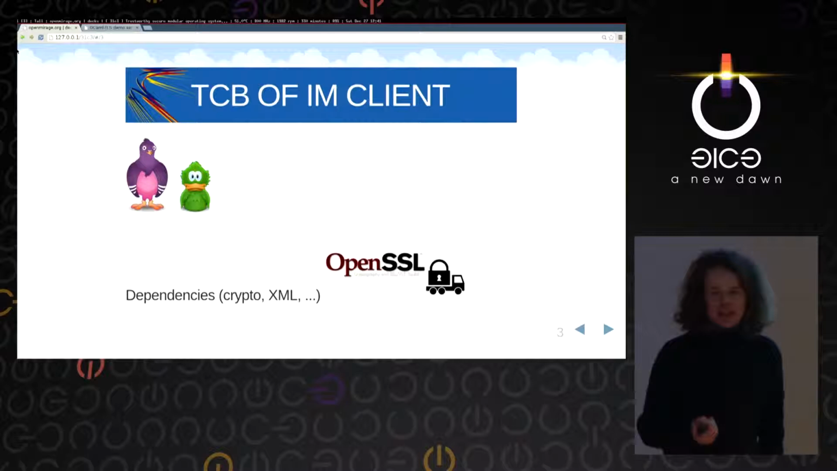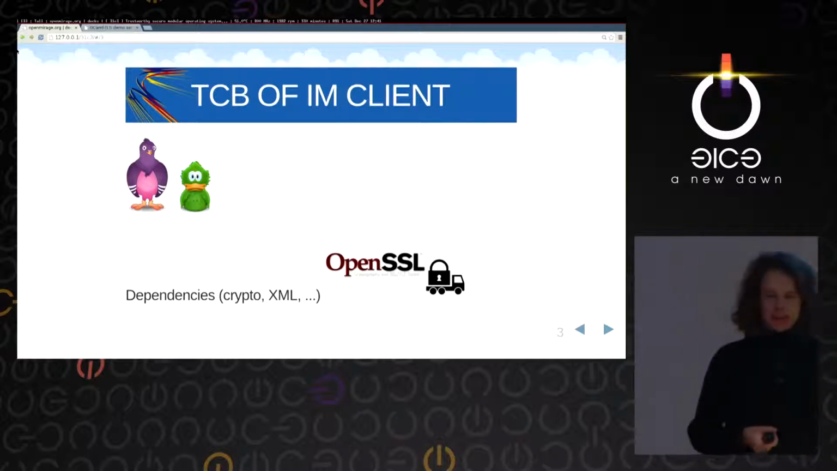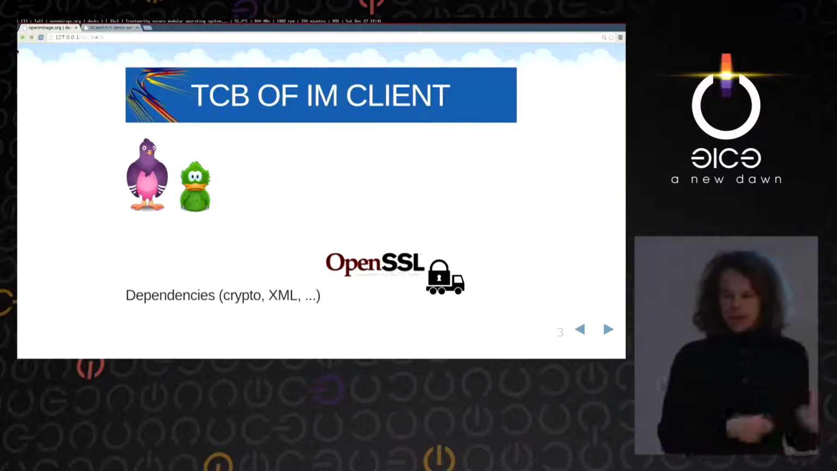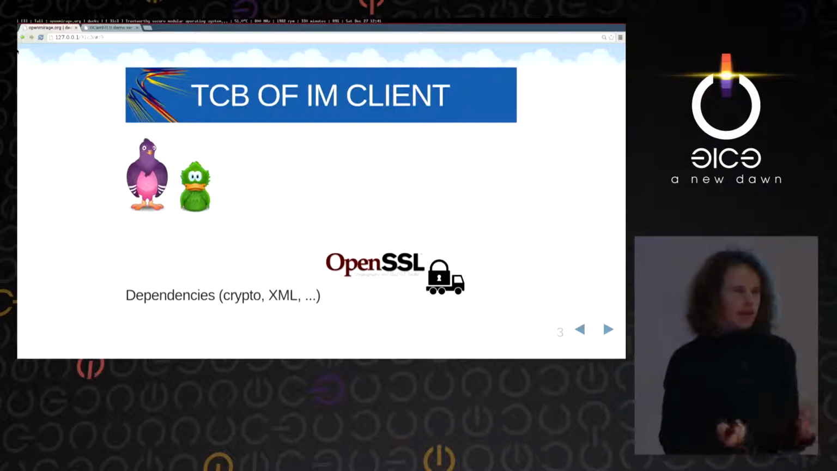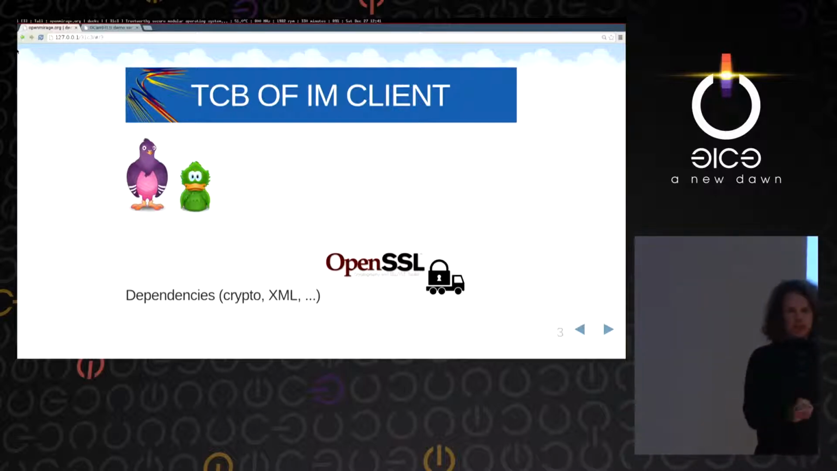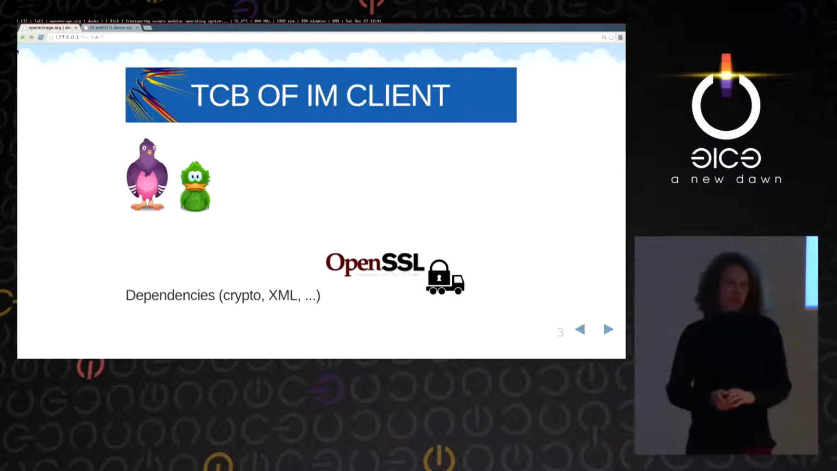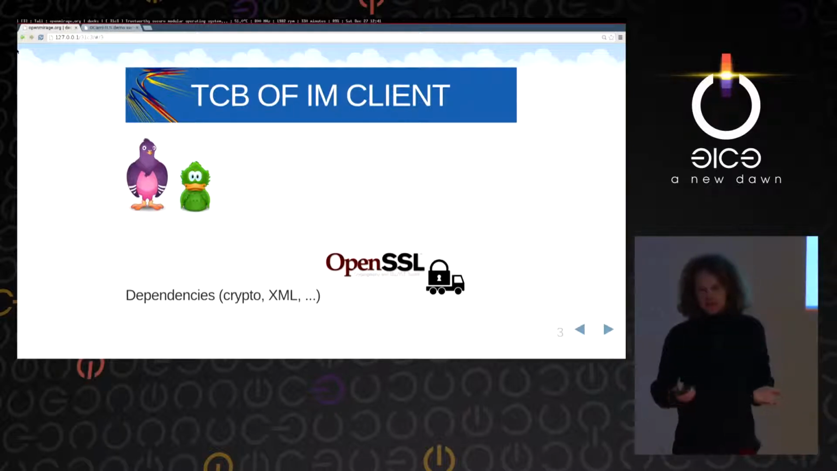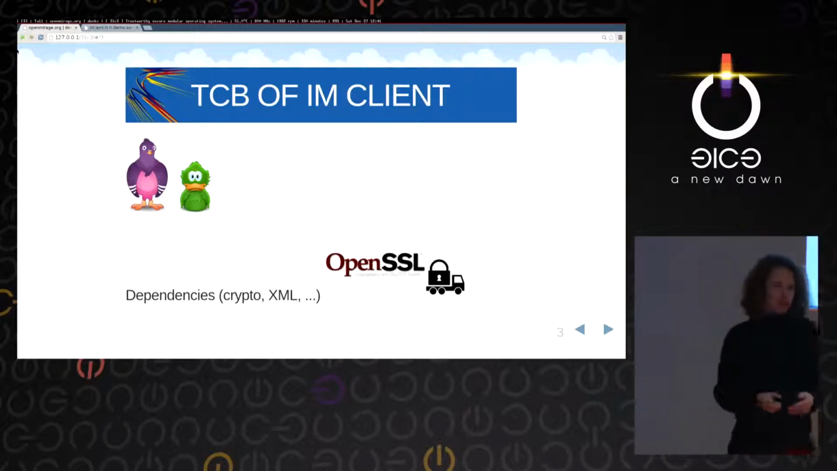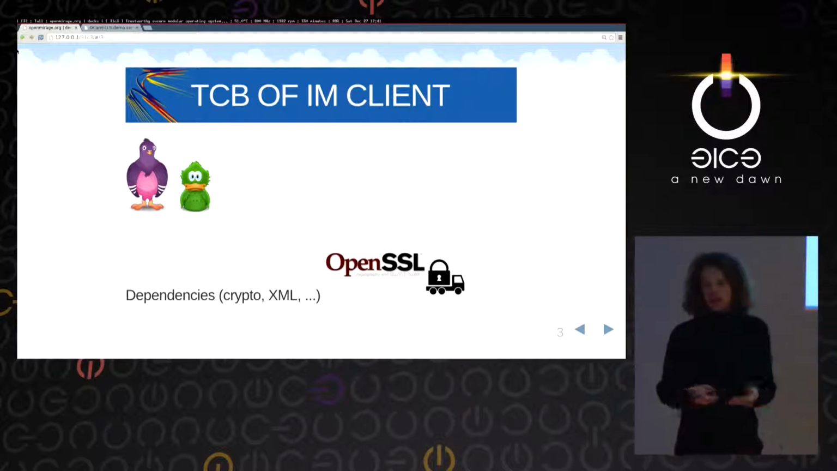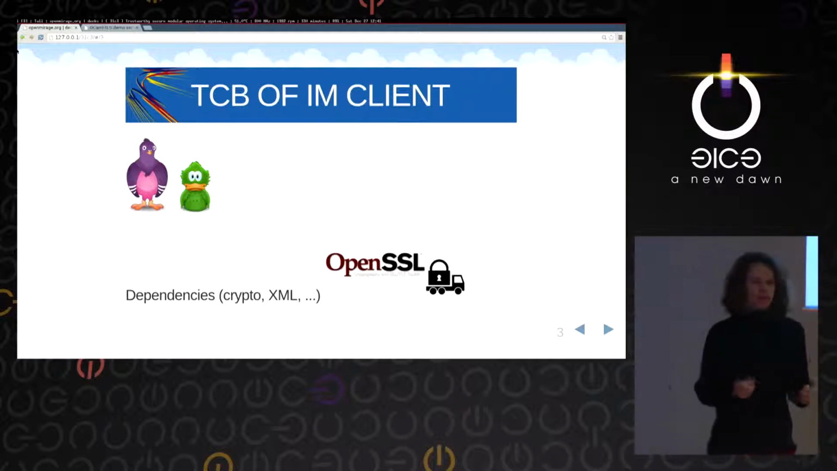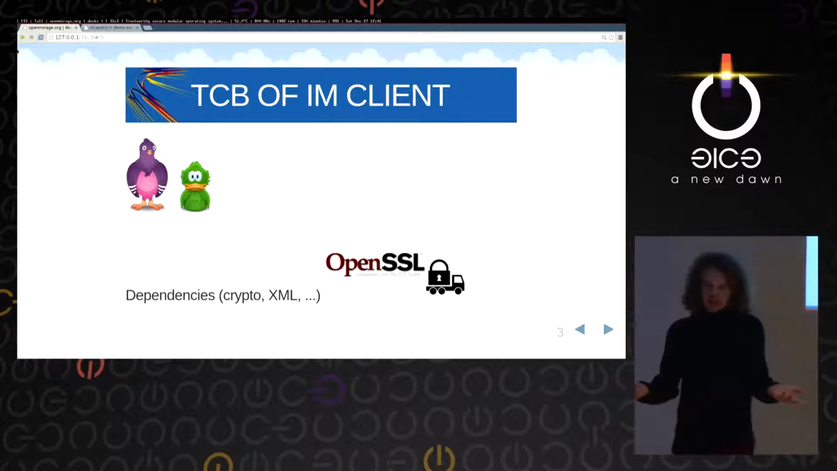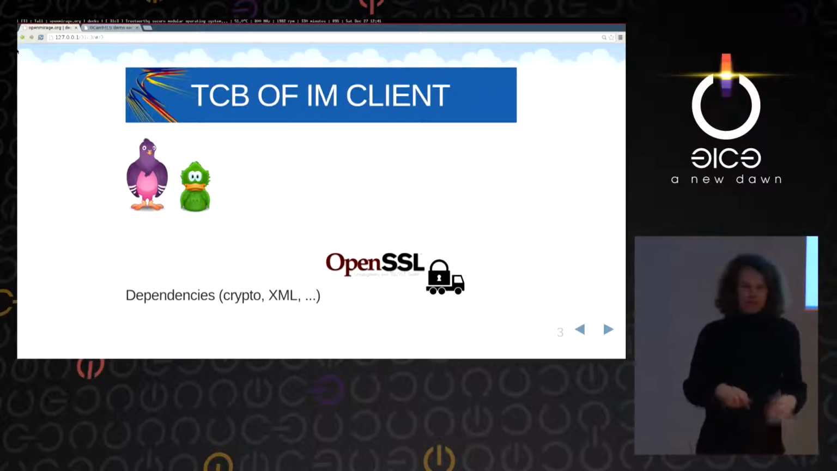Then, as a next layer, we have the dependent libraries. So the client might use OpenSSL or GNU-TLS or any other security cryptography library, or XML stream processing, or whatever. That is obviously also part of the trusted computing base, as we've seen this year with Heartbleed, which affected OpenSSL and a lot of different applications, which all had OpenSSL as their dependent library.